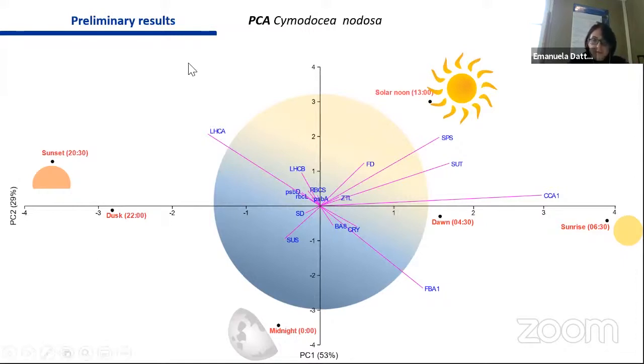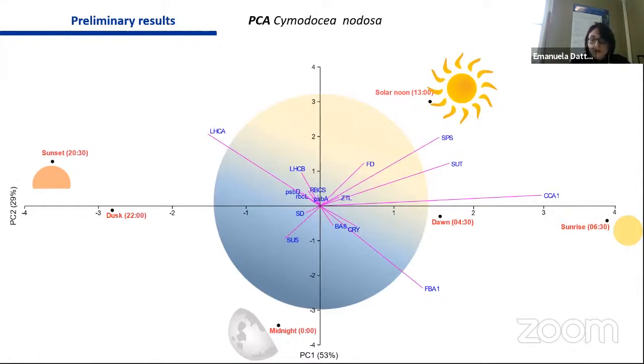In particular, this PCA showed that along the first axis, which explained more than 50% of the variation in the gene expression of these genes, there are the night, midnight and solar noon. These are the extremes, the points with the maximum difference in the light. But also the second axis is clustered really well, with the end of the day on the left and the start of the daylight on the right.